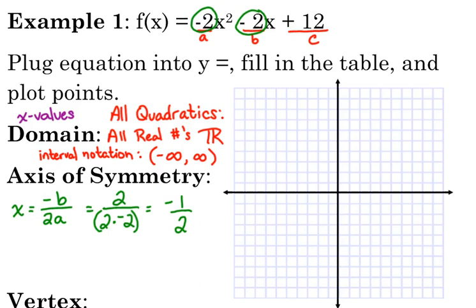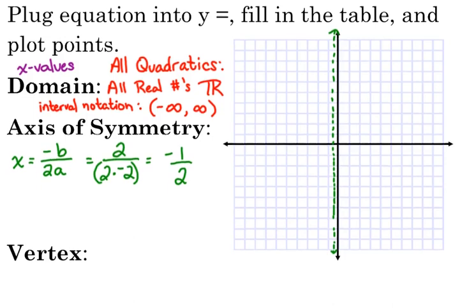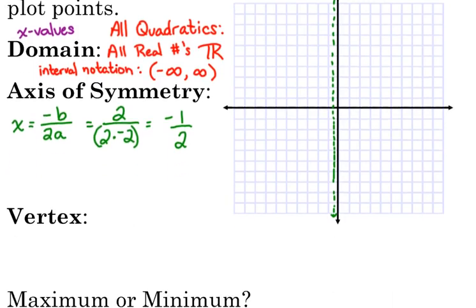And you should be able to see on your graph that the middle of this parabola is between 0 and negative 1. I'm going to put a dotted line here on my graph to represent that axis of symmetry. Now, we've done half the work for the vertex because the vertex is on the axis of symmetry. So we already have the x-coordinate of our vertex. It's negative 1/2.